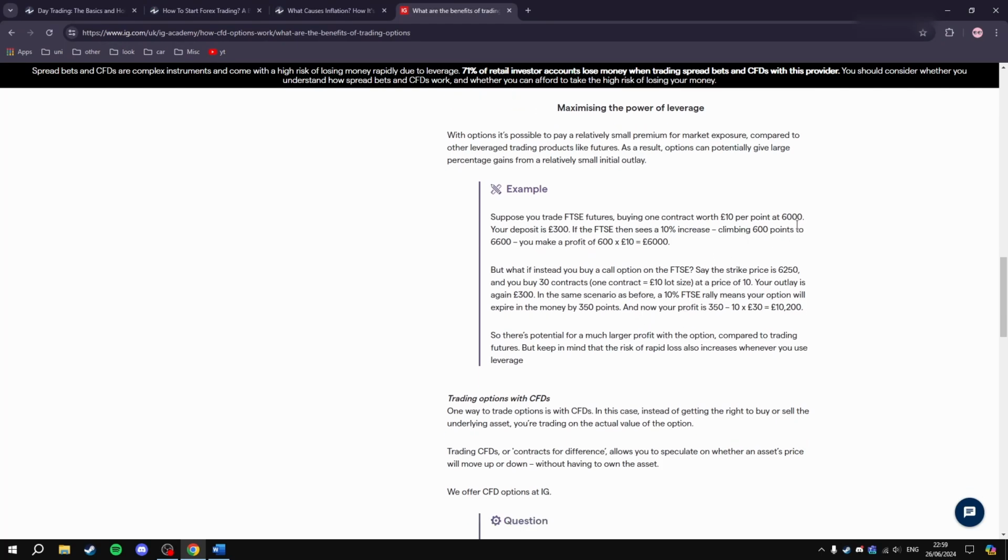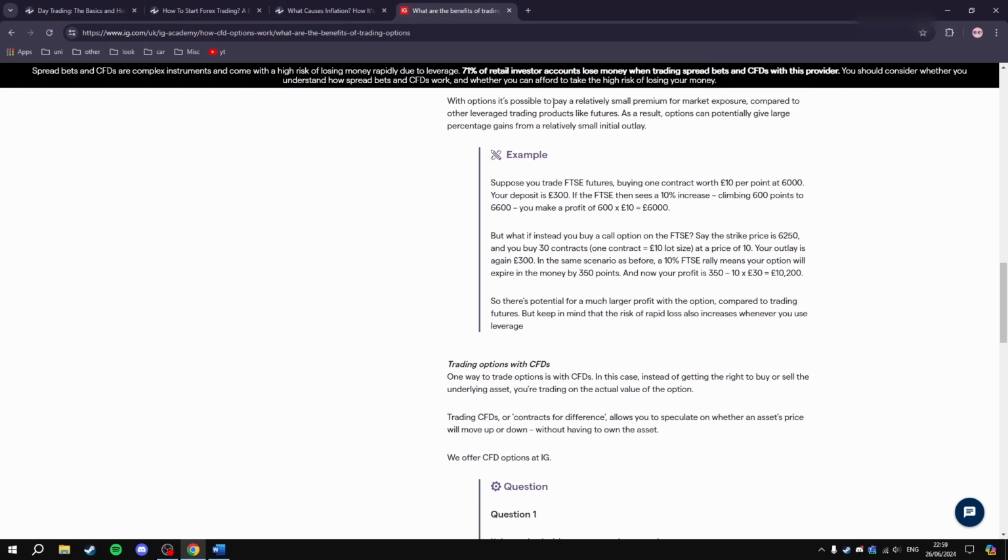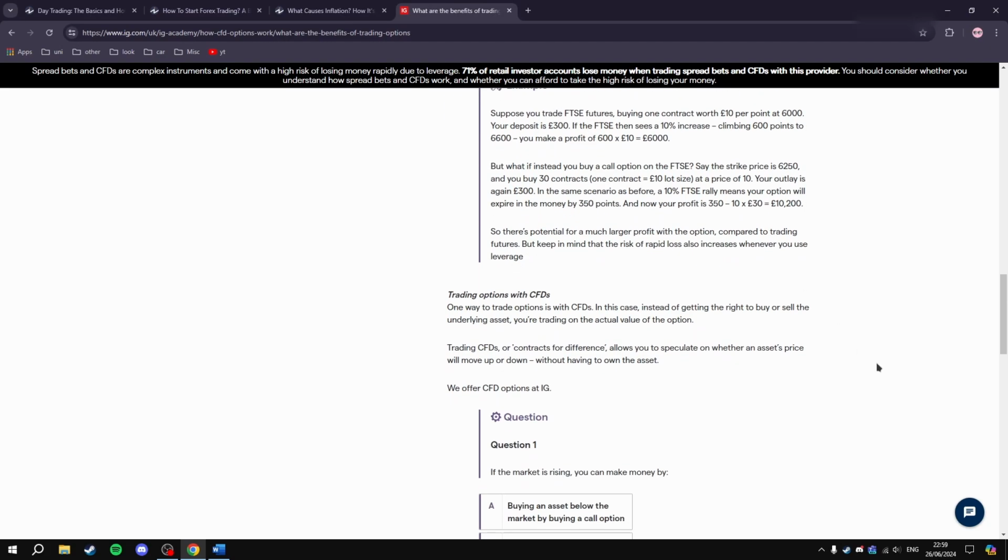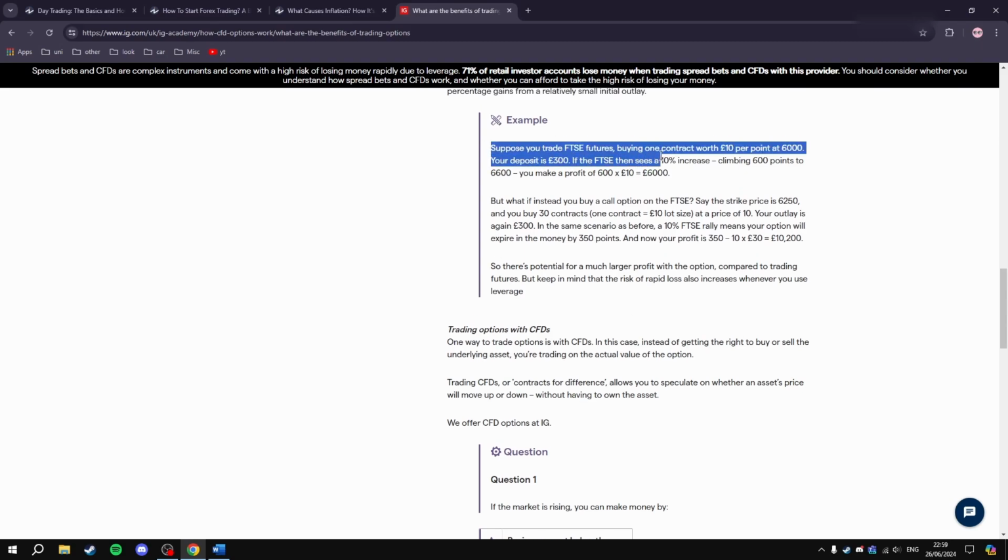So, maximizing the power of leverage. With options, it's possible to pay a relatively small premium for market exposure compared to other leveraged trading products like futures. As a result, options can potentially give large percentage returns from a relatively small initial outlay. So for example, suppose you trade FTSE futures, buying one contract worth £10 per point at 6,000. Your deposit's £300. If the FTSE then sees a 10% increase, climbing 600 points to 6600, you make a profit of 600 times £10, which is £6,000.